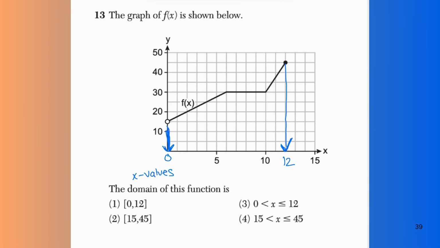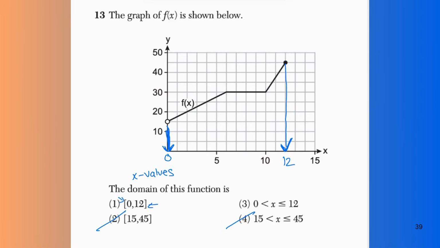So now I know that my graph is going from 0 to 12, so 2 and 4 are out, and I have to choose between 1 and 3. What's the difference between answer choices 1 and 3? Well, in number 1, these brackets on both sides indicate that both of these numbers are part of the solution set, part of the domain. So they're included. 0 is included and 12 is included.